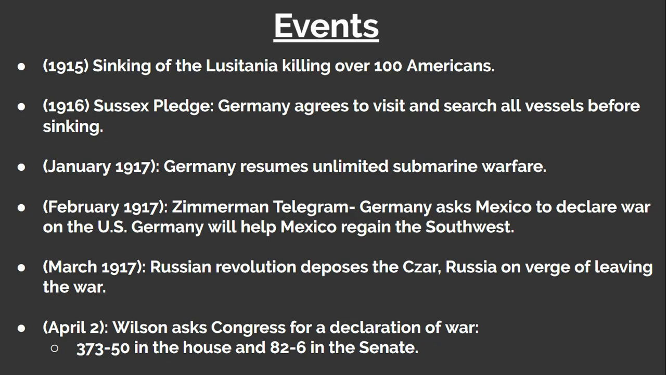Then in March 1917, the Russian Revolution deposes the Tsar, and it really looks like Russia is on the verge of leaving the war. This would be great for Germany, who could then focus more of its resources on the Western Front. And this might lead to a German victory if the U.S. does not step in. So early in April, Wilson will ask Congress for a declaration of war. Now, notice it is a large majority that do vote in favor of war, but there are some. We have 50 in the House who dissent and 6 in the Senate.